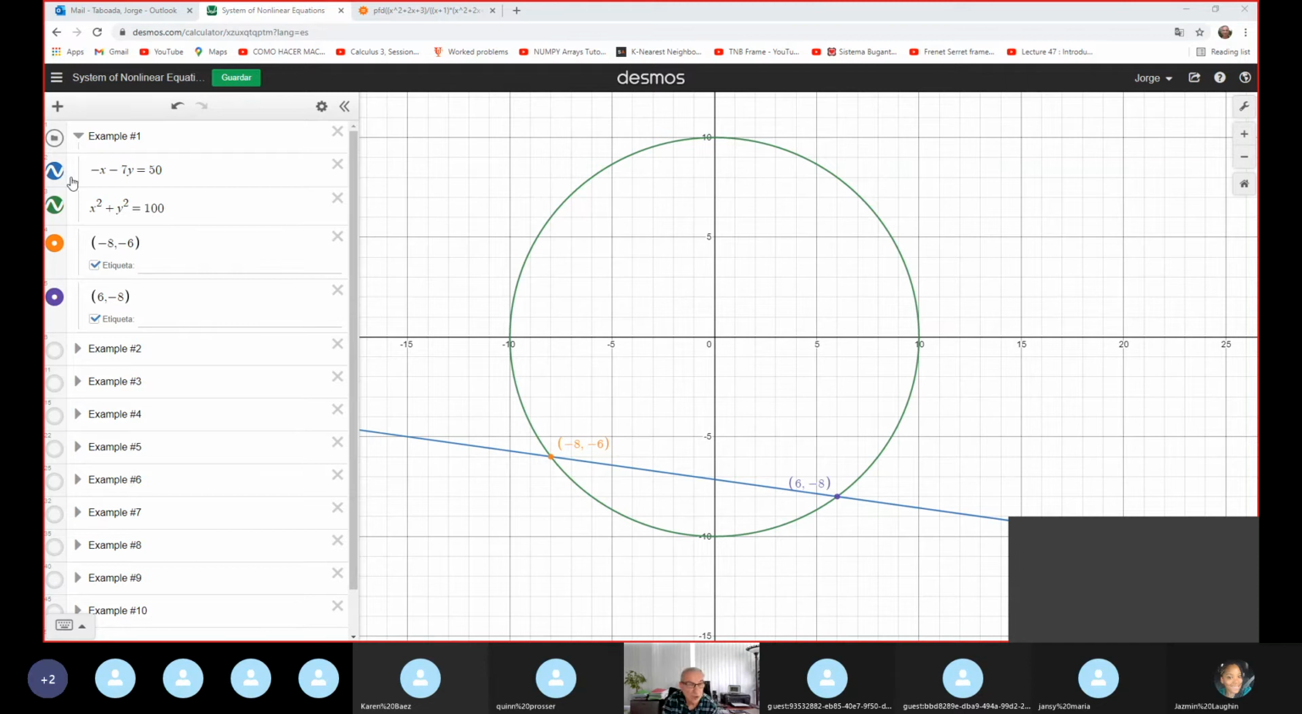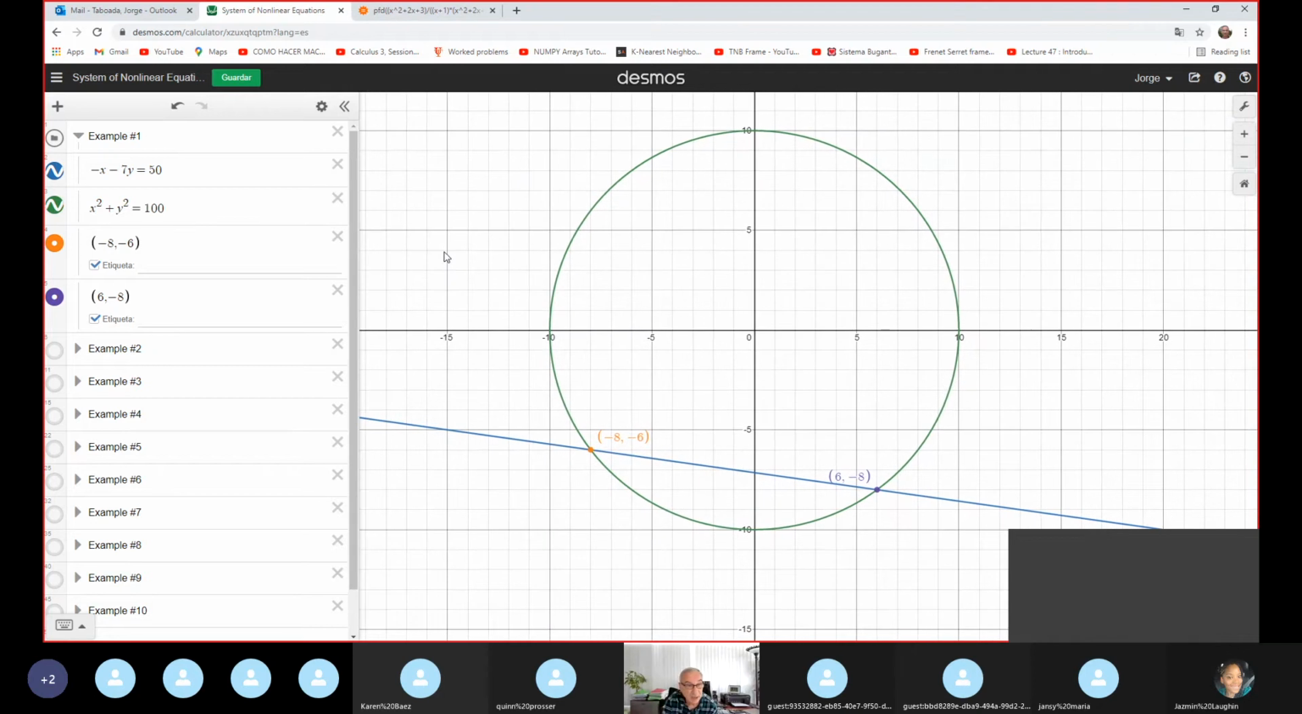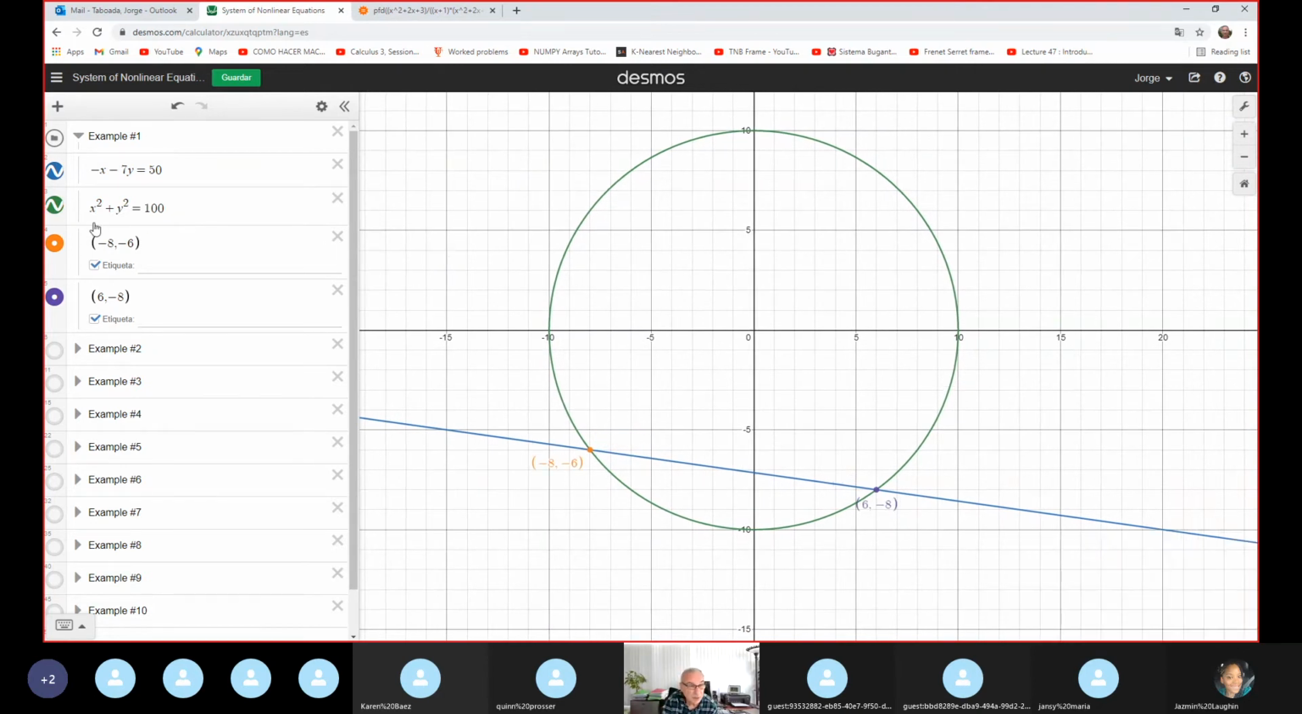I'm just typing the first equation in blue color, which is linear. Okay, Karen. Linear is a line. And the green one is a circle, which is nonlinear. And you can see the intersections, which are the famous points: negative 8, comma, negative 6, and positive 6, comma, negative 8. Okay, two solutions.